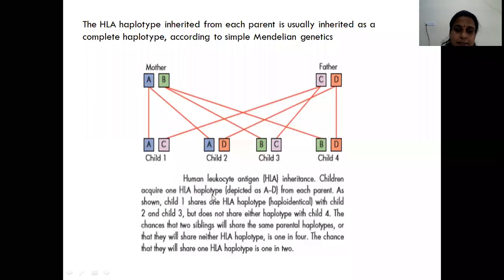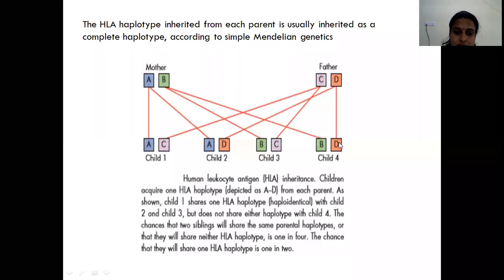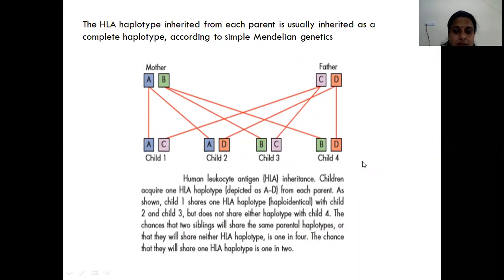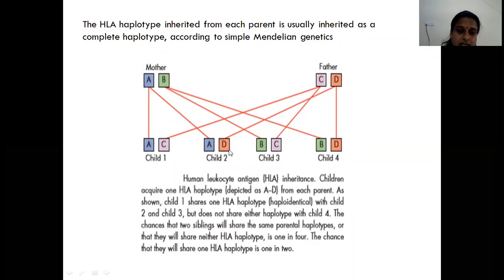So one HLA haplotype is depicted as A and B, the other as C and D. One child shares one of AC, AD, BC, and BD, depending upon the combinations. So the chance of two siblings sharing the same haplotypes is 1 in 4, and sharing one haplotype is 1 in 2. They will neither share the same HLA haplotype almost all of the times. Okay.